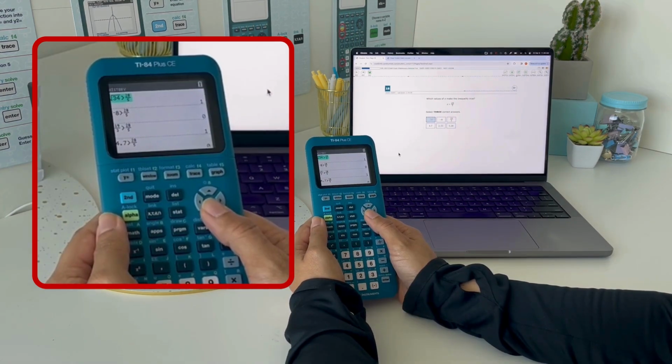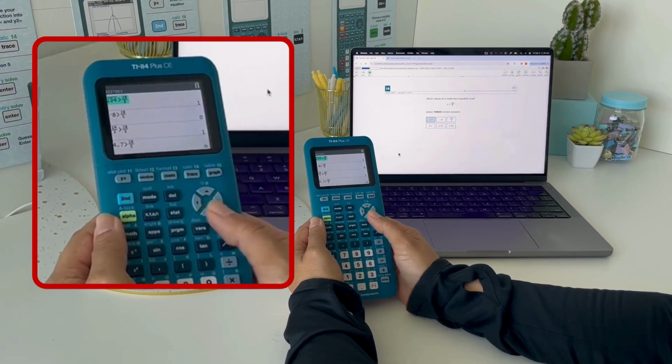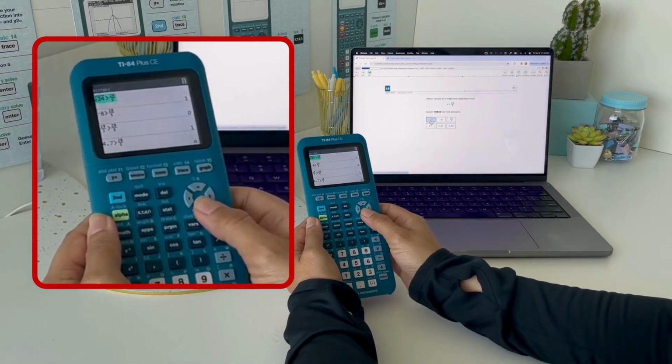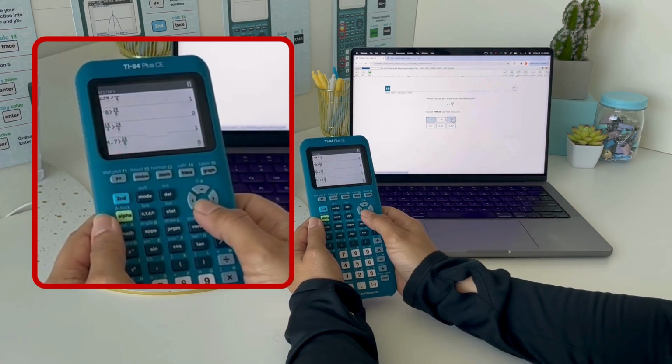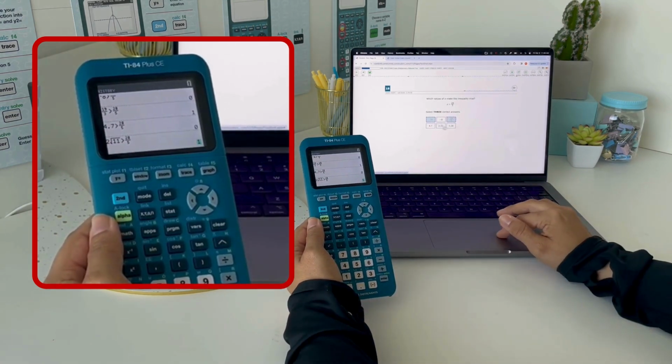Once we've tested them all, we can choose the correct answers of square root of 34, 19/3, and 2 square root 11.